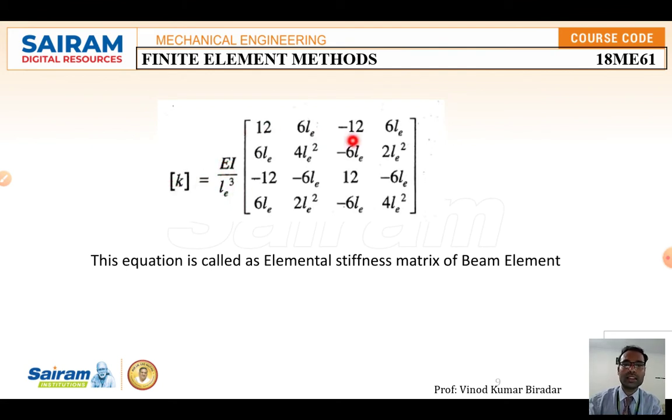So 12, 6L, minus 12, 6L; 6L, 4L square, minus 6L, 2L square; minus 12, minus 6L, 12, minus 6L; 6L, 2L square, minus 6L, 4L square. Okay, this equation you are going to call the element stiffness matrix for the beam element.